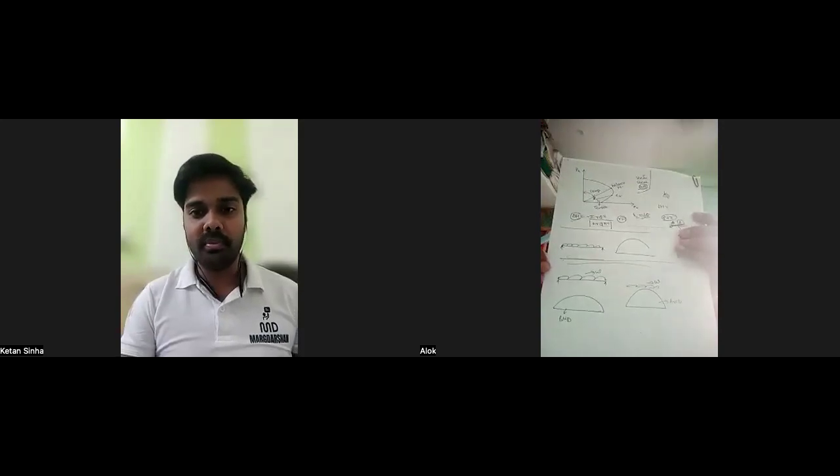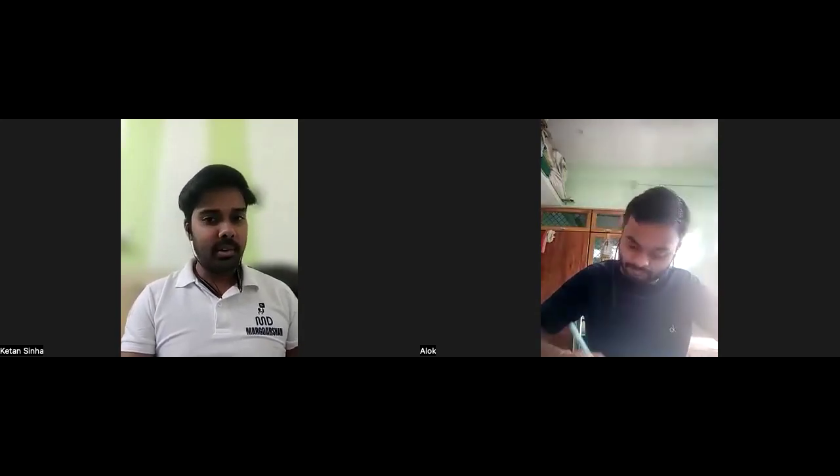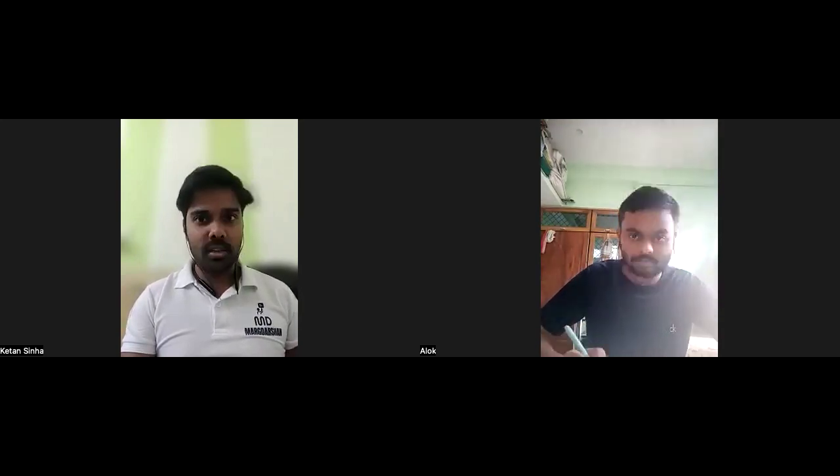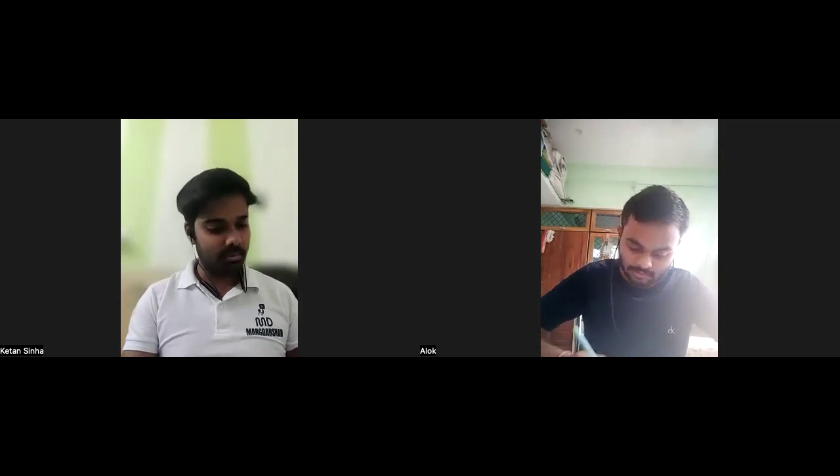Okay. Now take an example of a 2-hinge parabolic arch. It is subjected to UDL throughout the arch. Yes, sir. How will you estimate the value of radial shear at any section X from the support?